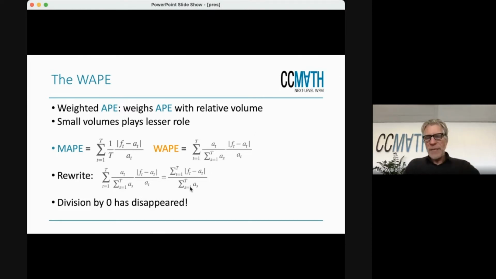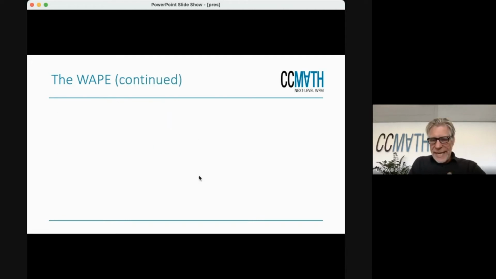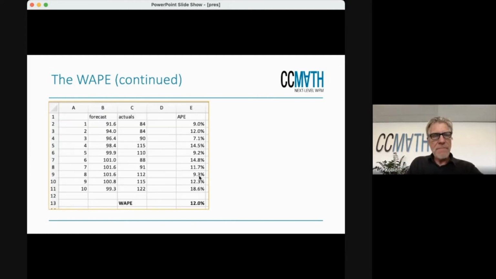So actually this WAPE can be rewritten in a very simple formula, with the advantage that the division by A of the MAPE has disappeared. It canceled out. And that was the problem of the division by zero. So there's no problem of division by zero in this very simple formula. To make that even clearer, and put it in Excel, which some of you are probably very familiar with, these two formulas are really the same. And again, if you don't follow this, you'll catch up on the next slide.